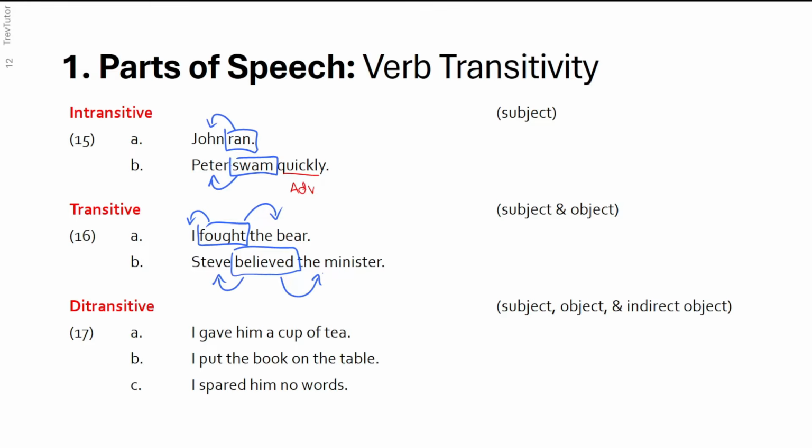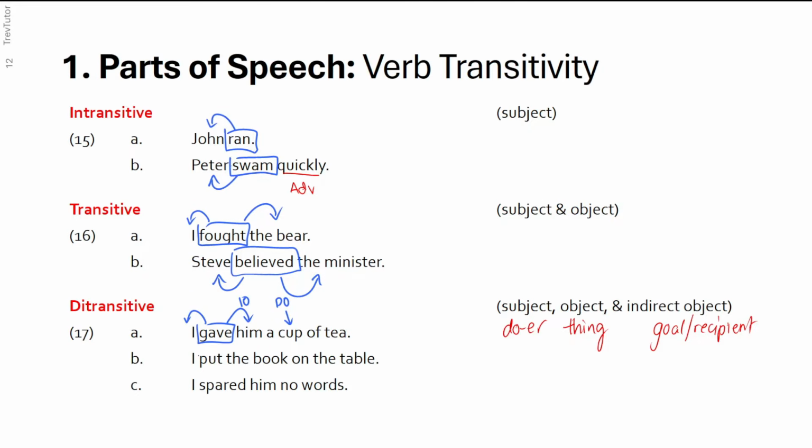For ditransitive verbs, we have three things. We have a subject, an object, and an indirect object. Usually how we can think of this is the subject is the doer, the object is the thing that something is being done to, and the indirect object is the goal or the recipient of it. So for example, in I gave him a cup of tea, we have I, which is the subject. Him is the place that it's going to. This is the indirect object. And then a cup of tea is going to be the direct object. That's the thing being given.